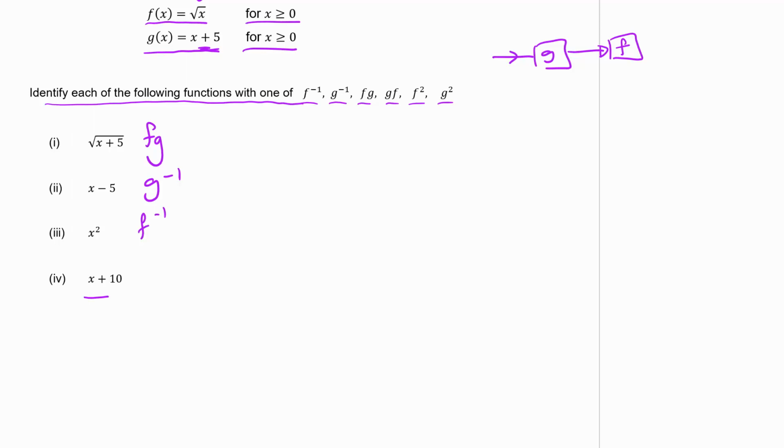And finally, we have x plus 10. Well, if you do g, you add 5. And if you do g again, you add another 5. So in total, you've added 10. So that one there must be g squared.